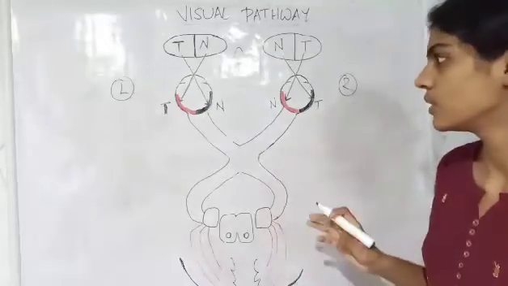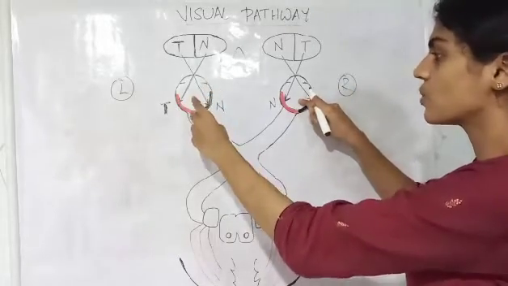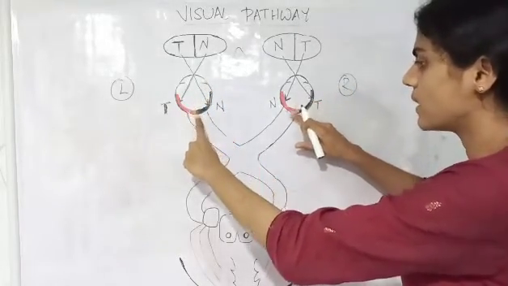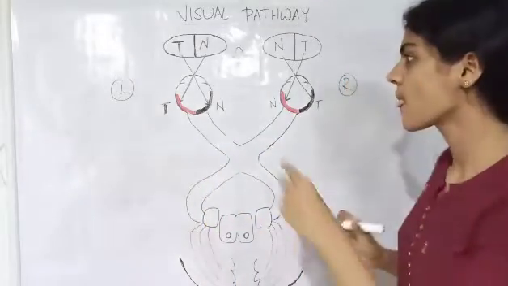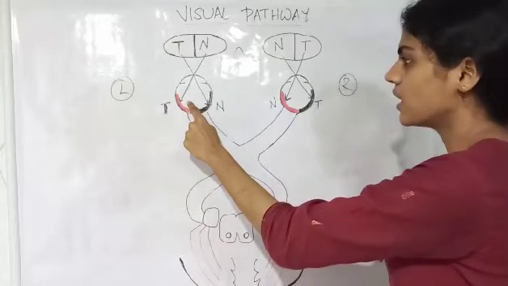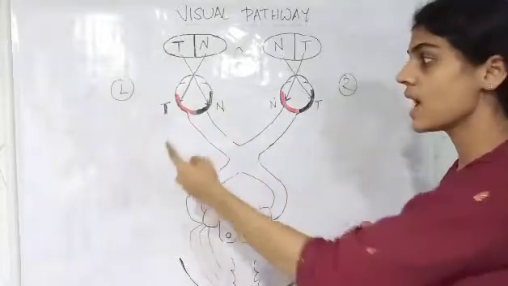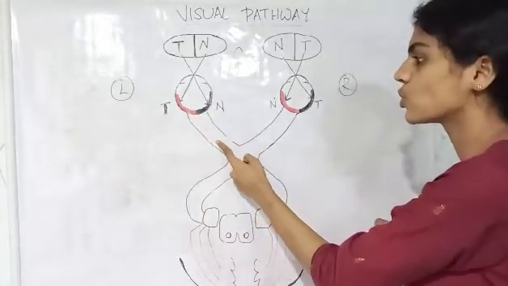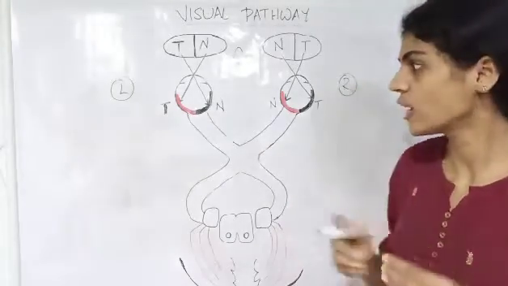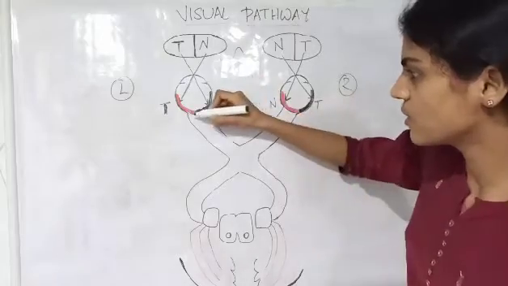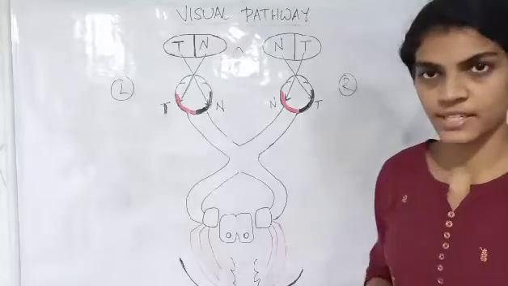Now the light has just reached the retina. Now we are going to see how this impulse goes into the rest of the brain. This retina will convert the light energy into electrical energy, and the electrical energy will be passed to the brain by the optic nerves. From the retina, the optic nerves arise.